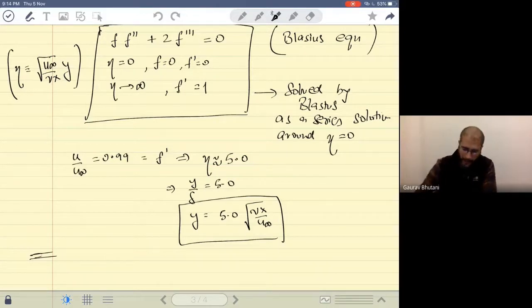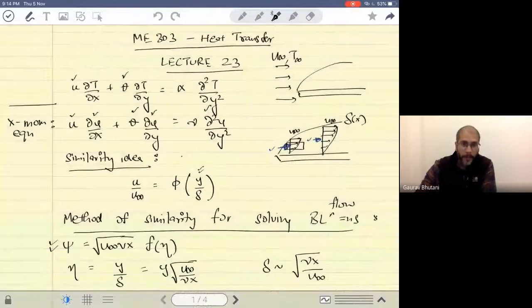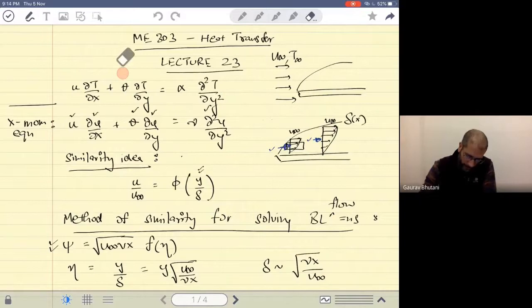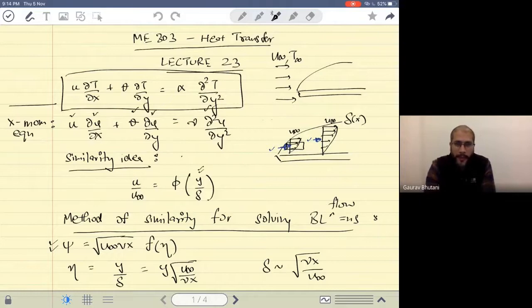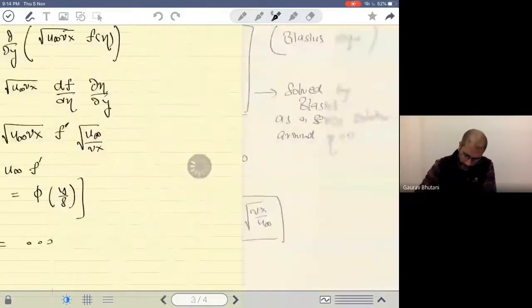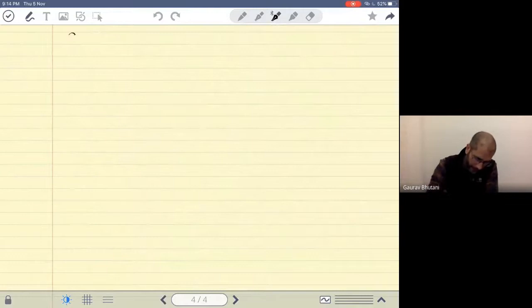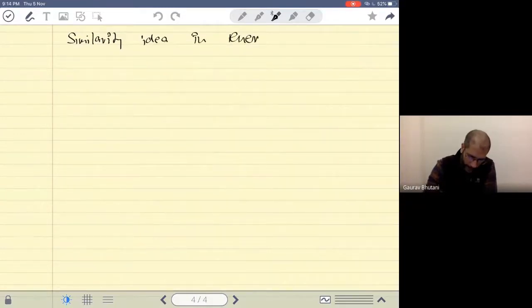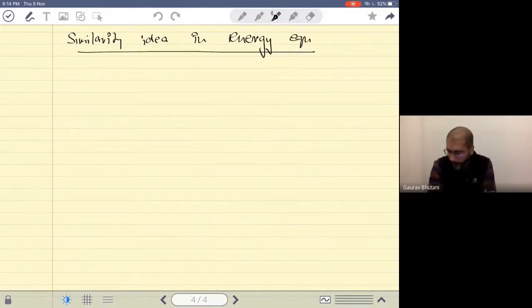Now remember the aim of this lecture. Let's go back and have a look. It was to solve for this energy equation. So today we want to solve for this equation, and we will use the same similarity idea.